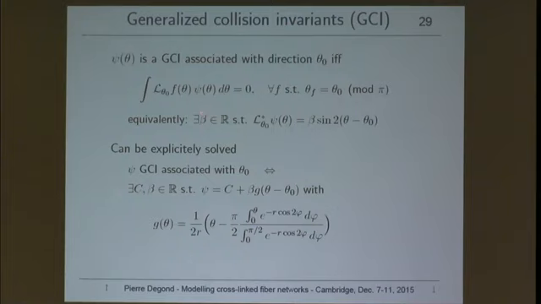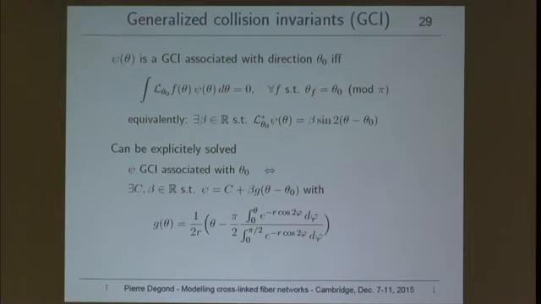So if you do that, you see you have a restriction on the possible f. In fact, if you waive this restriction by duality, then you end up with an equation for psi, which is the following. So psi is a GCI associated with theta 0 if and only if the L2 adjoint of this operator applied to psi is equal to this right-hand side.